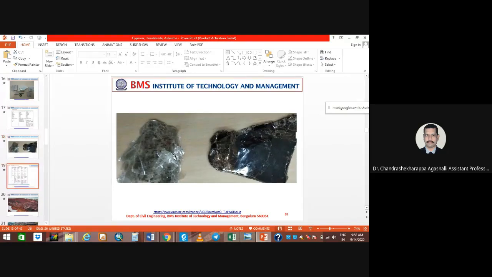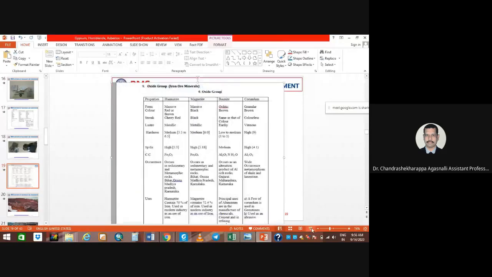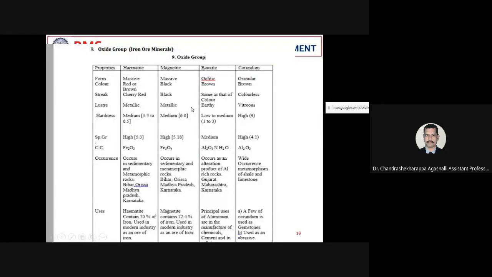Okay, right. And this one we have discussed in the last class. That is the core part of iron and steels. Okay, so here are hematite, magnetite, bauxite, and corundum. Hematite is massive, as we discussed, with a metallic luster because it looks like a metal. That's why we call it metallic luster. And magnetite also. Bauxite looks like a clay mineral. It's called earthy. And corundum is vitreous. It's a shining one. So all are medium or low to medium. You can write that. Okay.